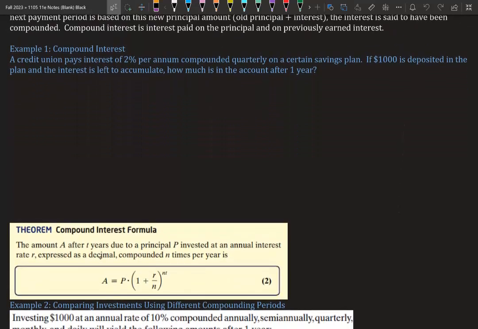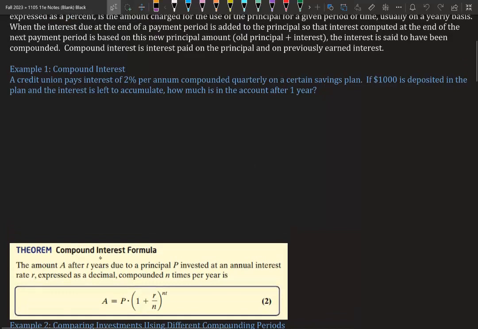Compound interest. A credit union pays interest of 2% per annum compounded quarterly on a certain savings plan. If $1,000 is deposited in the plan and the investment is left to accumulate, how much money will be in the account after 1 year? All right, so we have an interest, it pays this much, this amount of time. This is a simple interest formula because we want to know how much interest we are earning.